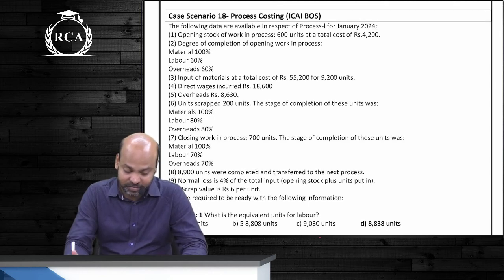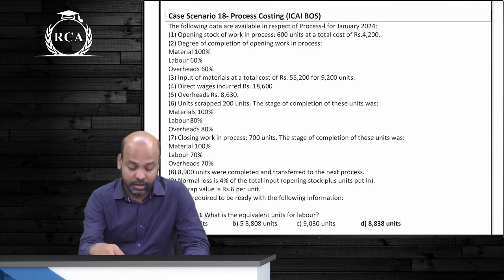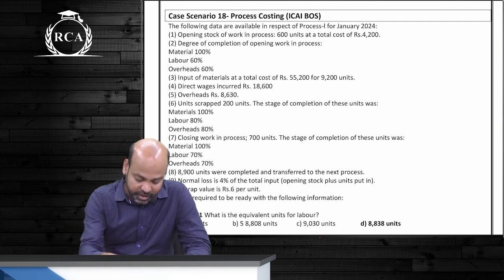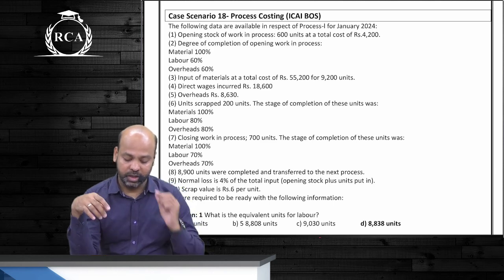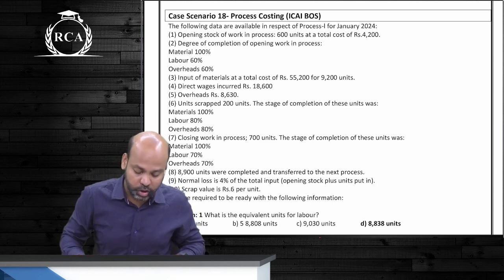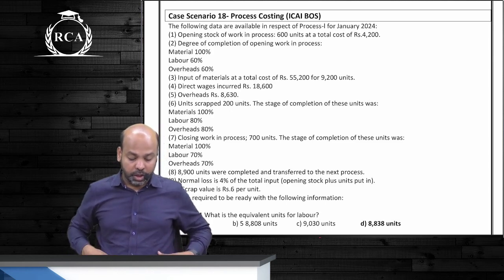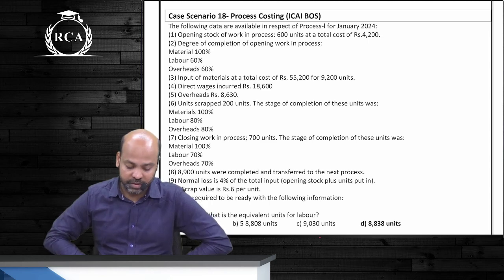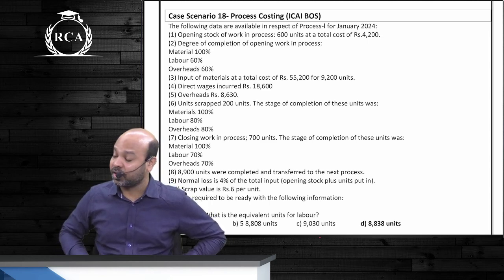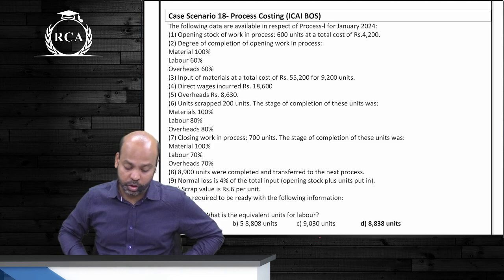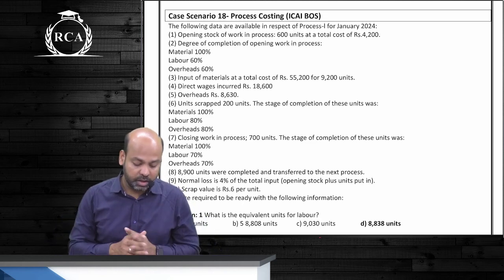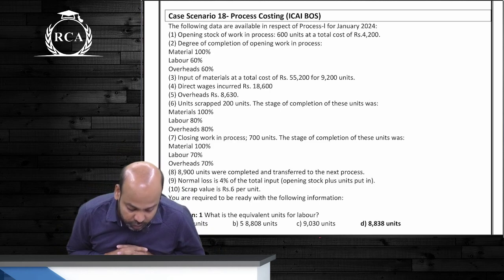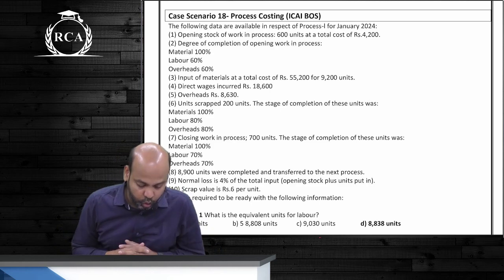Question one guys. Following data are available in respect to process 1 for Jan 2024. Opening work in progress beta is 600 units at a total cost of 4,200 rupees. Degree of completion of opening work in progress is given. Current month input is 9,200 units. Total cost of that input beta is 55,200. Direct wages incurred are 18,600. Overheads are 8,630. Units scrapped are 200 units.